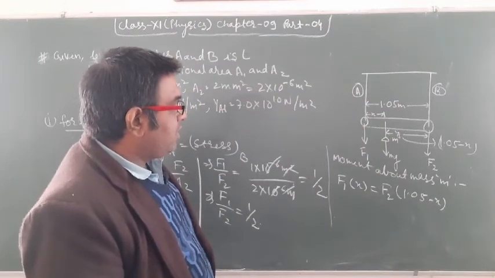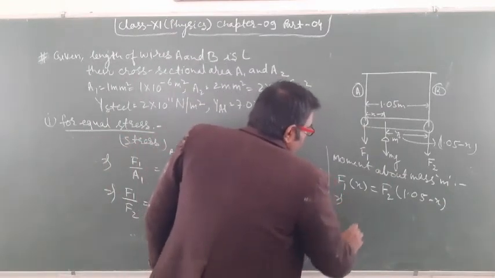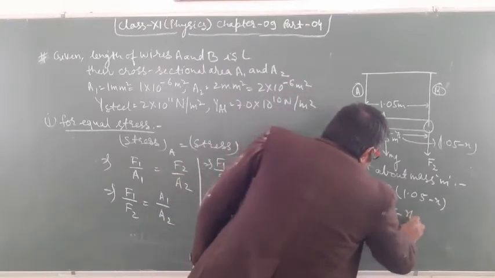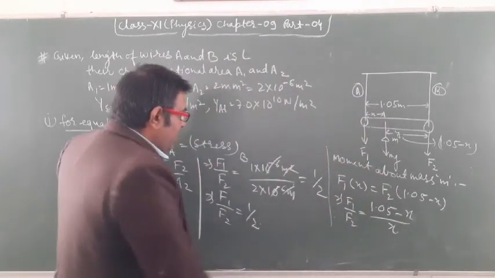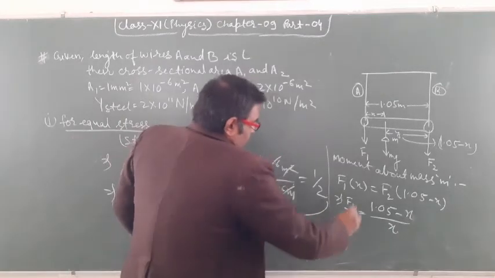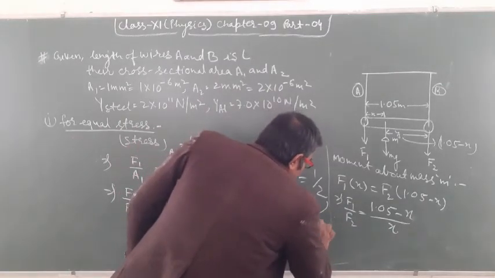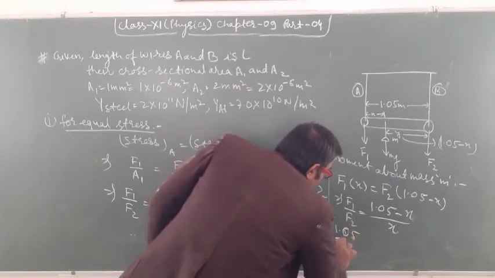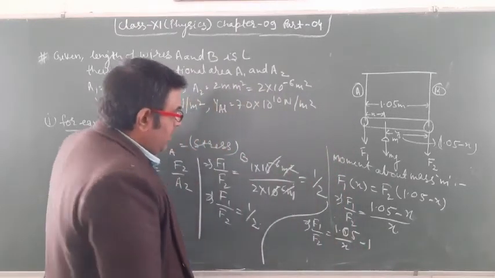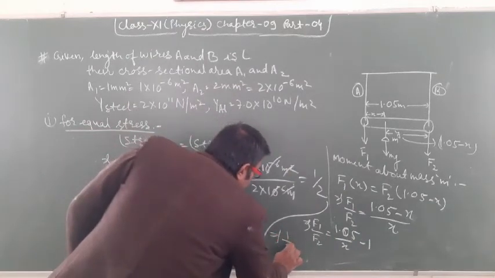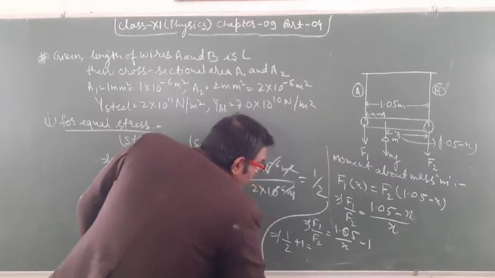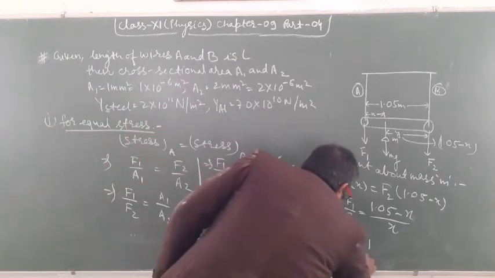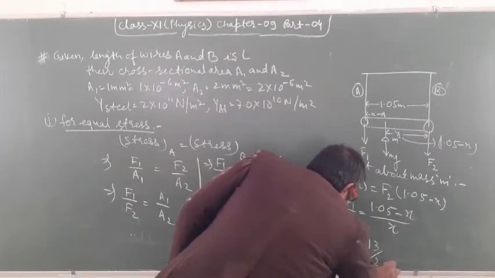Now from here we want to calculate the value of x. So here F1 upon F2 is equal to 1.05 minus x upon x. And look at here, students, we can write F1 upon F2 is equal to 1.05 upon x minus 1, and the ratio of 1 upon 2 is 1 by 2, plus 1 is equal to 1.05 upon x, and it is equal to what?